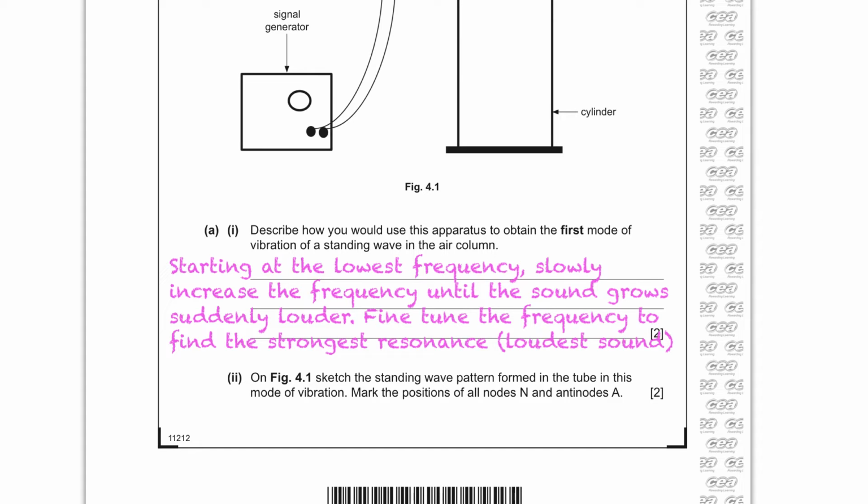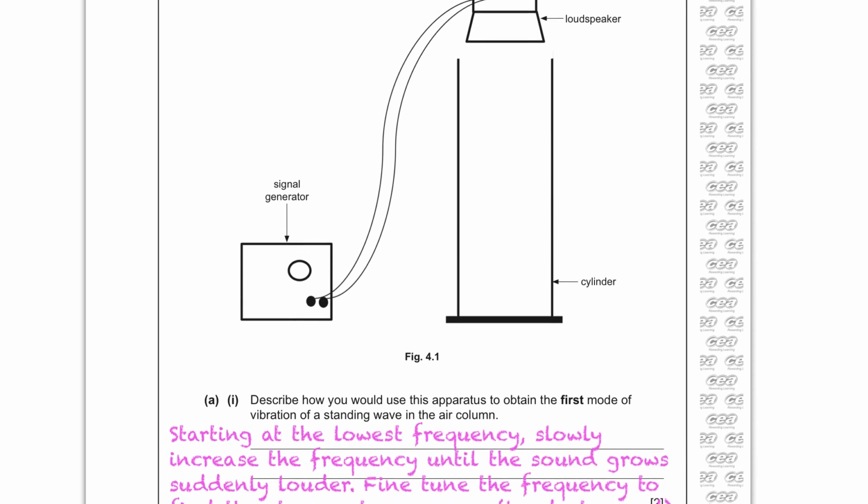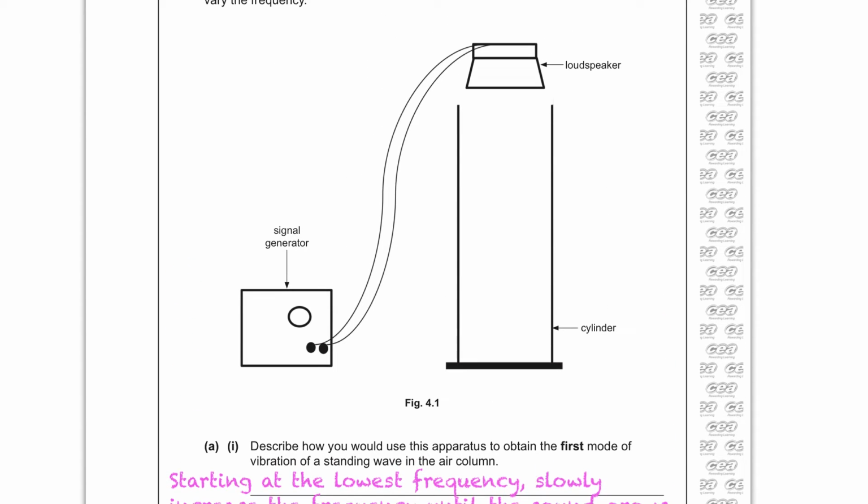So if we just move this down so we can see, then we're interested in drawing a quarter of a wave with a node at the bottom. And that looks like that. So we've got a node down here, and we've got an antinode here, and that is the fundamental.